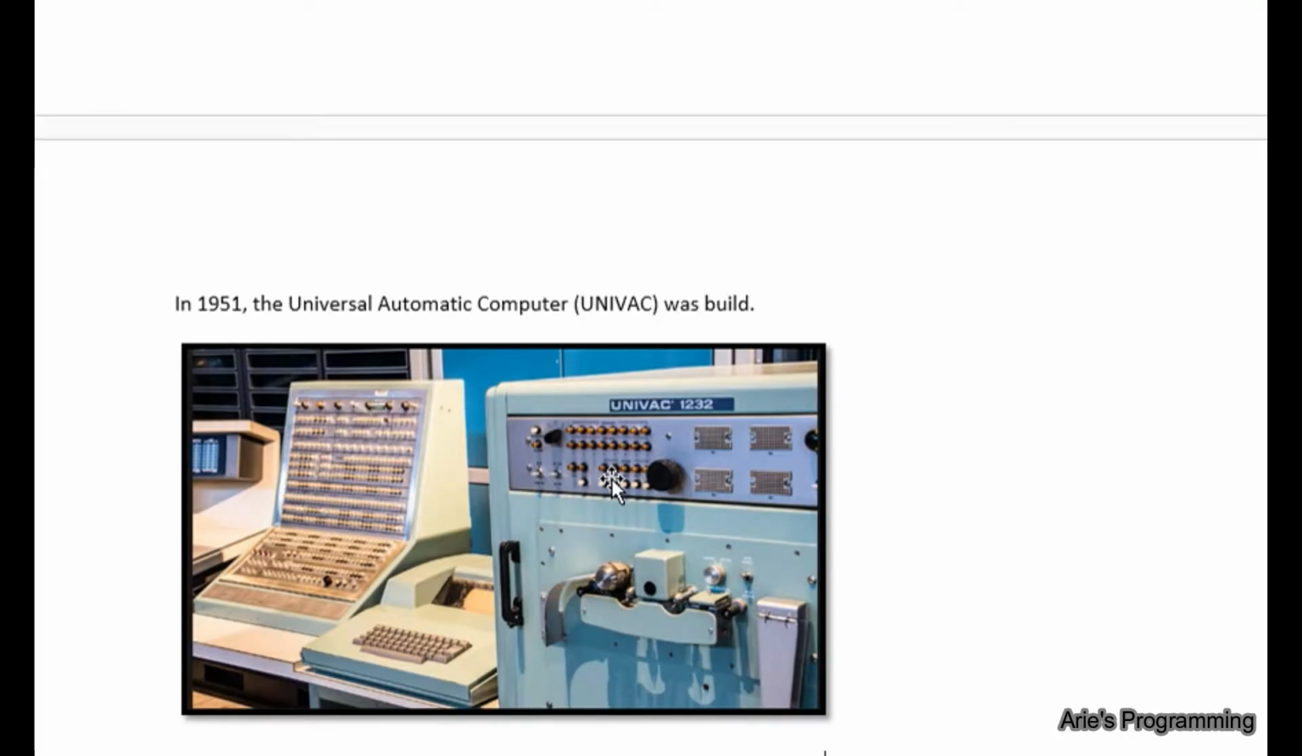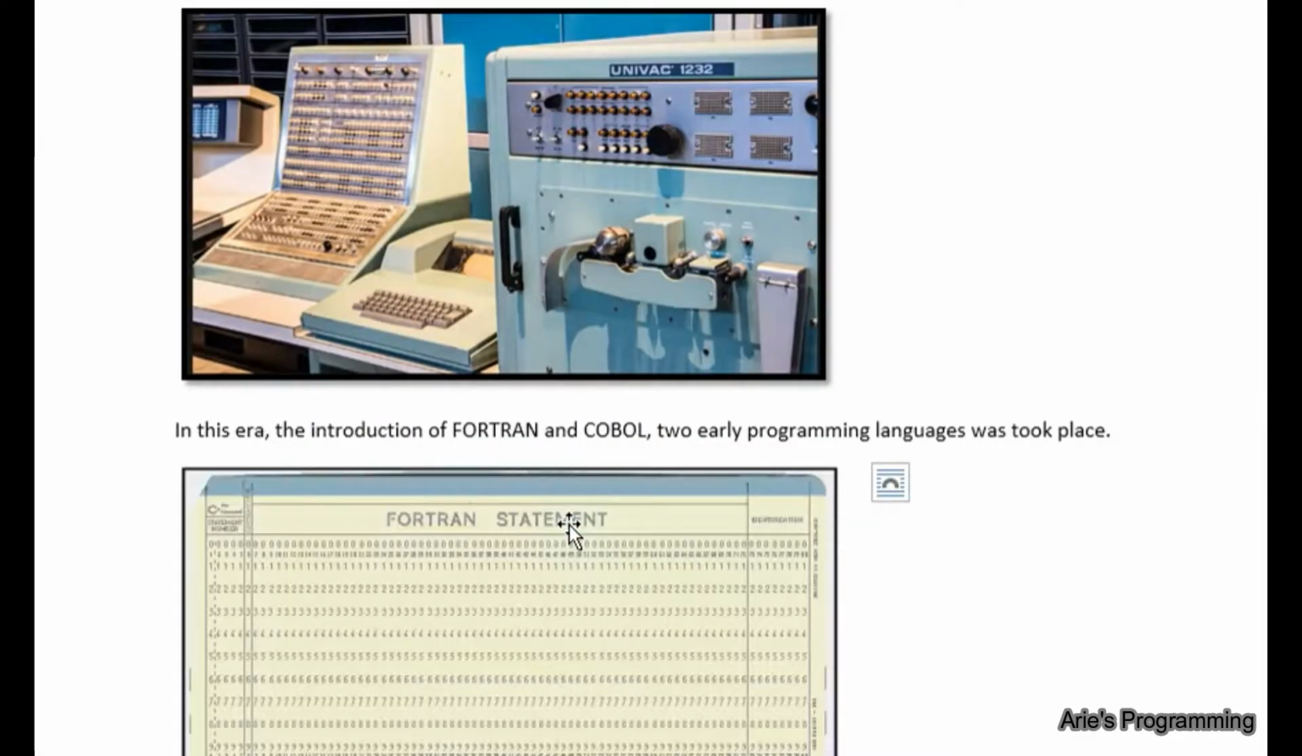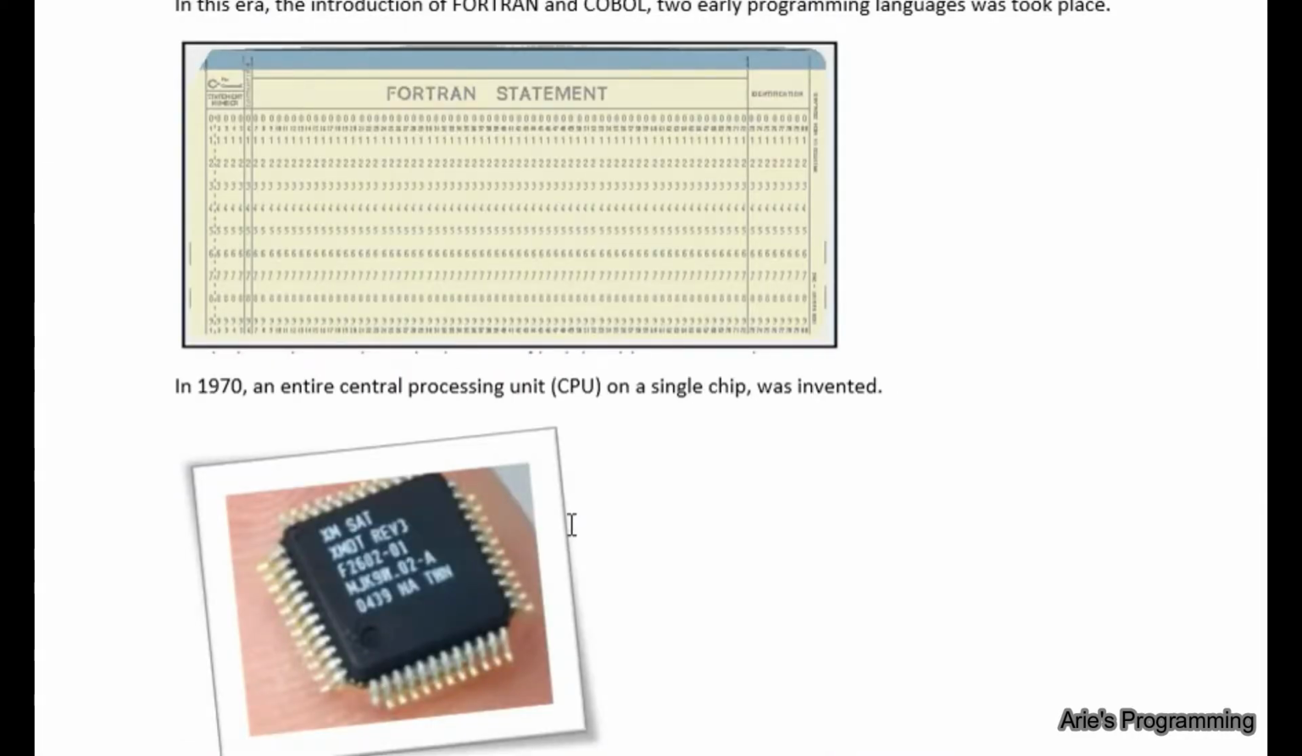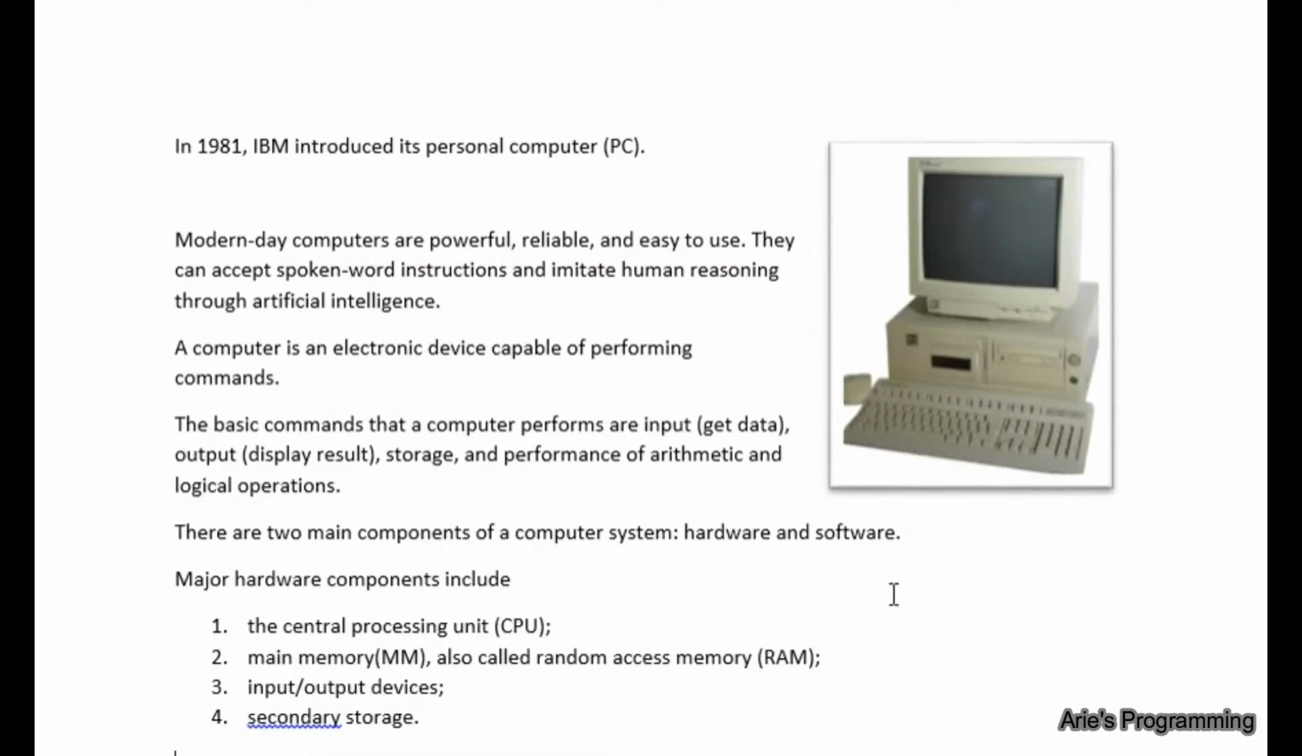In 1951, UNIVAC was built. It looks like this. Then the first two programming languages, COBOL and Fortran, were introduced in that era. These are the Fortran statements written on punch cards. In 1970, a CPU on a single chip was invented. In 1981, IBM introduced the personal computer. Modern-day computers are so powerful, they are easy to use, accept spoken words and instructions, take fingerprints, and much more.